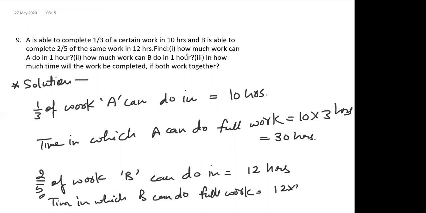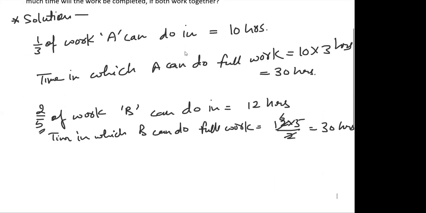So 12 into 5, and 2 is in multiply, so 2 will come in divide. Okay, so 12 into 5 upon 2 means 6 5s are 30. 30 hours. So you are just watching that both of them can do the whole work in 30 hours.